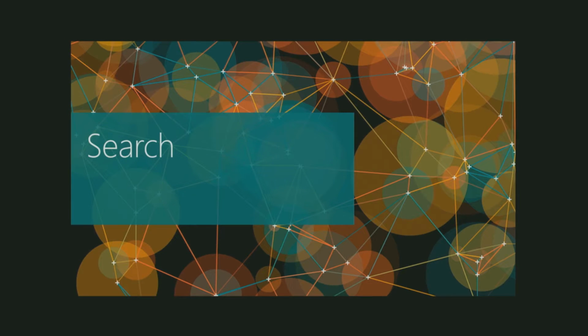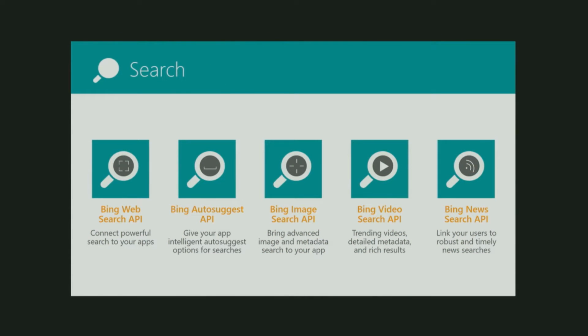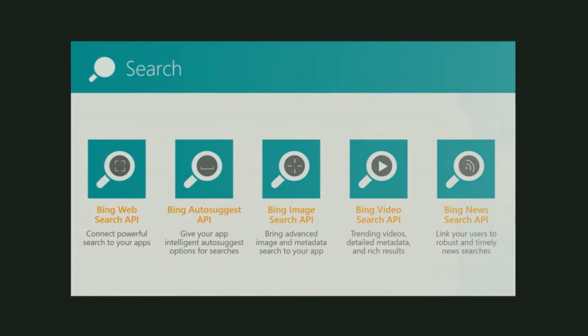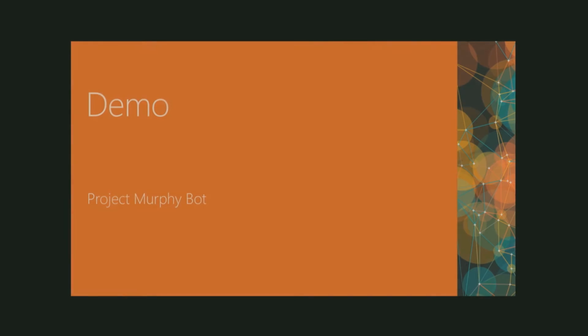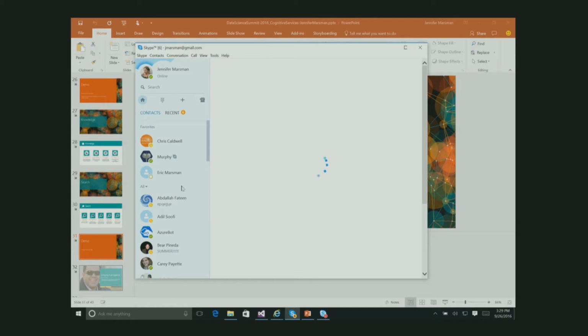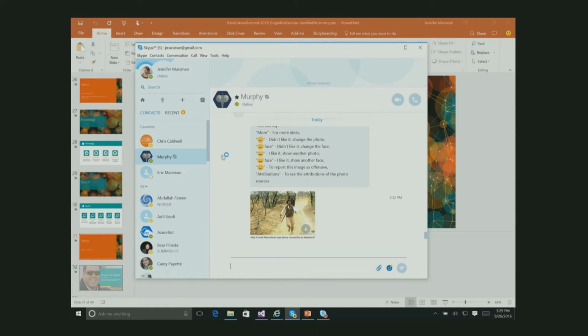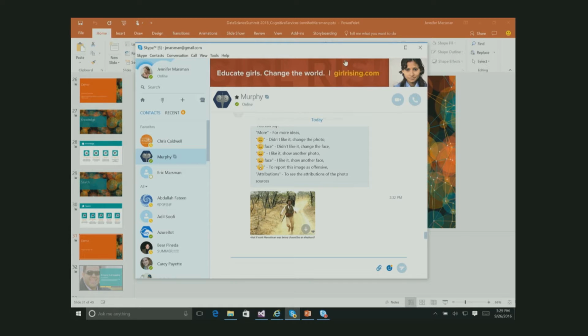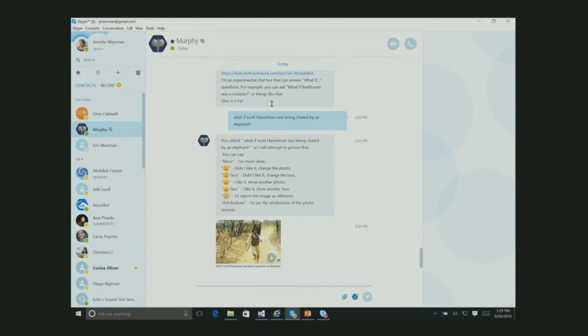And then finally, there are the search APIs. These are a number of different APIs powered by Bing, where you can search specifically for images or news, and then programmatically get some of the search data back. My favorite example of this is something called the Project Murphy bot. So let me actually go pull him up. If I try to talk to Murphy here, here's the last thing that I actually sent to Murphy.